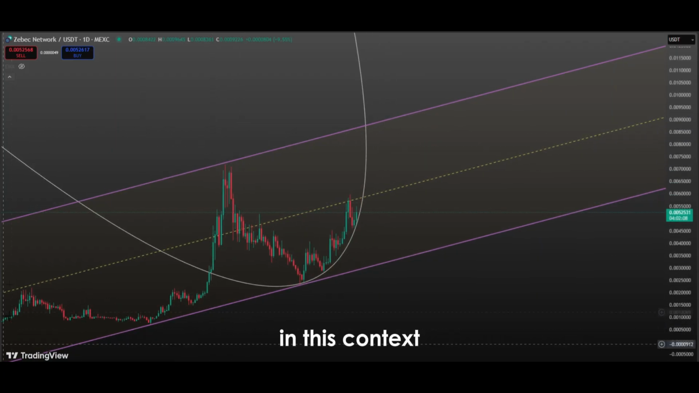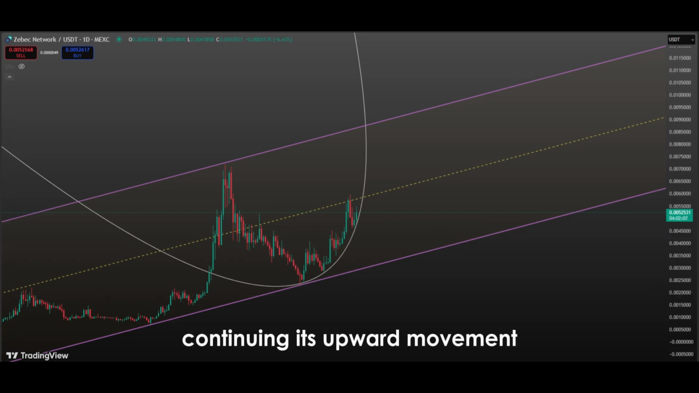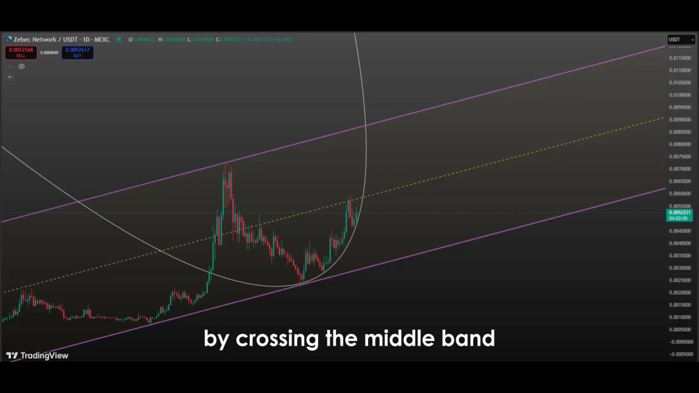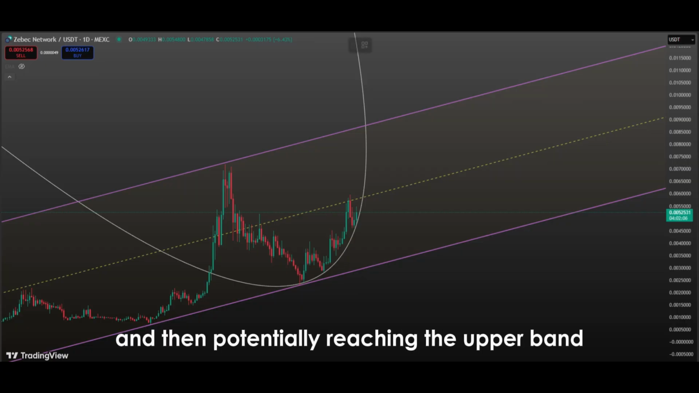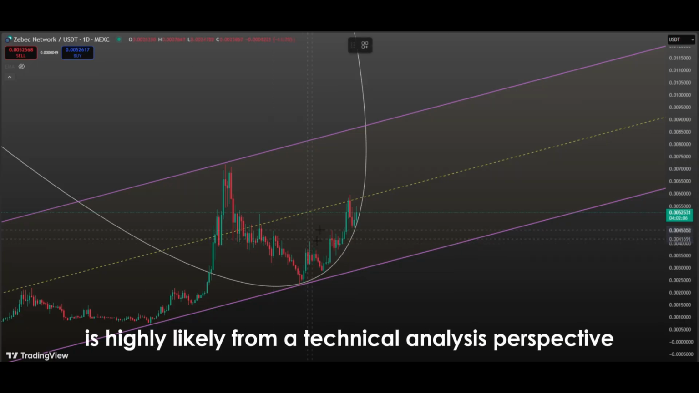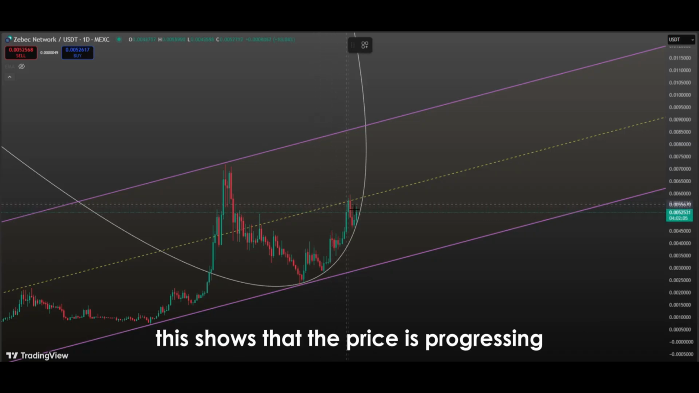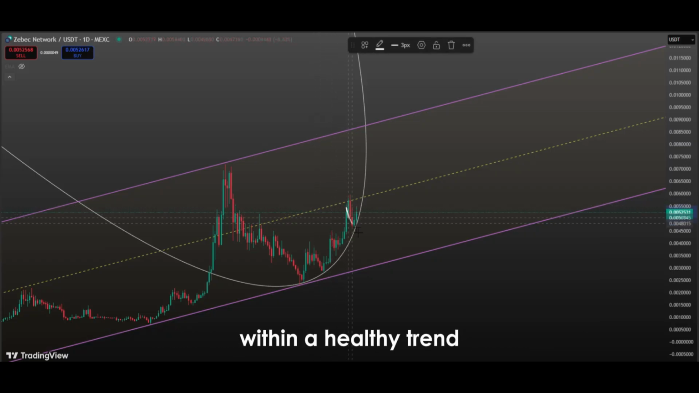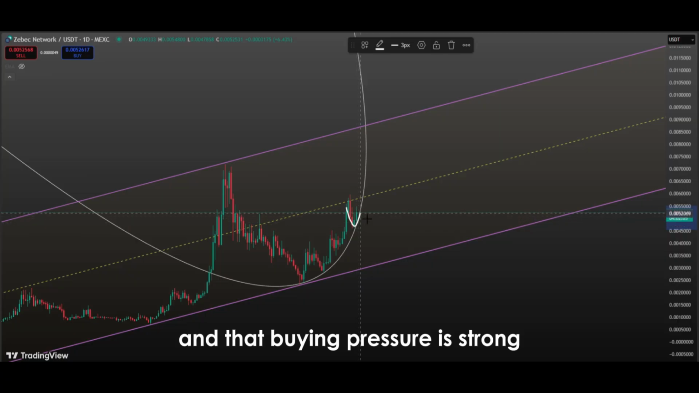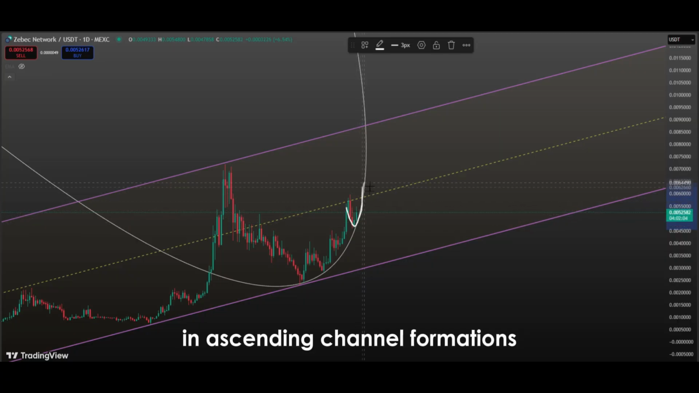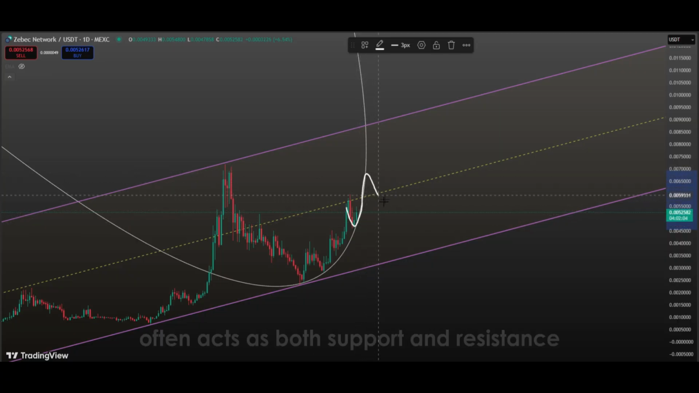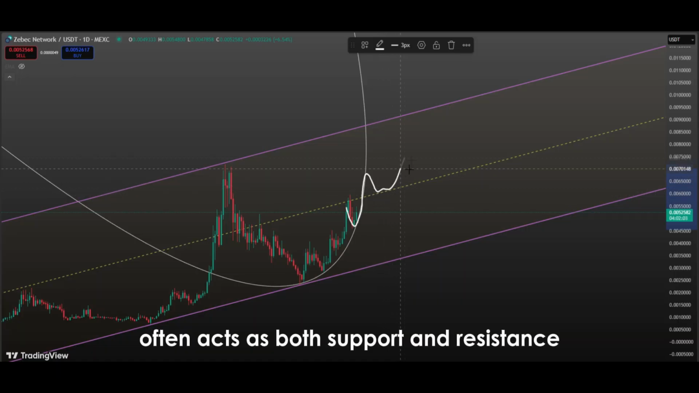In this context, after touching the lower boundary of the channel, the price continuing its upward movement by crossing the middle band and then potentially reaching the upper band is highly likely. From a technical analysis perspective, this shows that the price is progressing within a healthy trend and that buying pressure is strong. In ascending channel formations, the middle band often acts as both support and resistance.